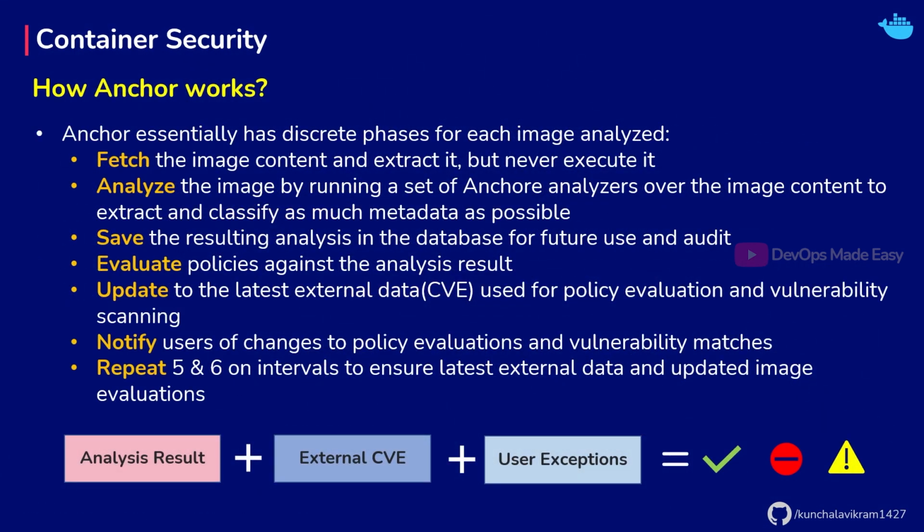So how does Anchore work? Anchore essentially has various phases for analyzing each and every Docker image. In the first stage, it will fetch the image content and extract it, but it will never run it as a Docker container. In the second stage, it will analyze the image by running a set of Anchore analyzers, and then it will classify the metadata as much as possible. It will also save the analysis results inside a database for future auditing and usage purposes.